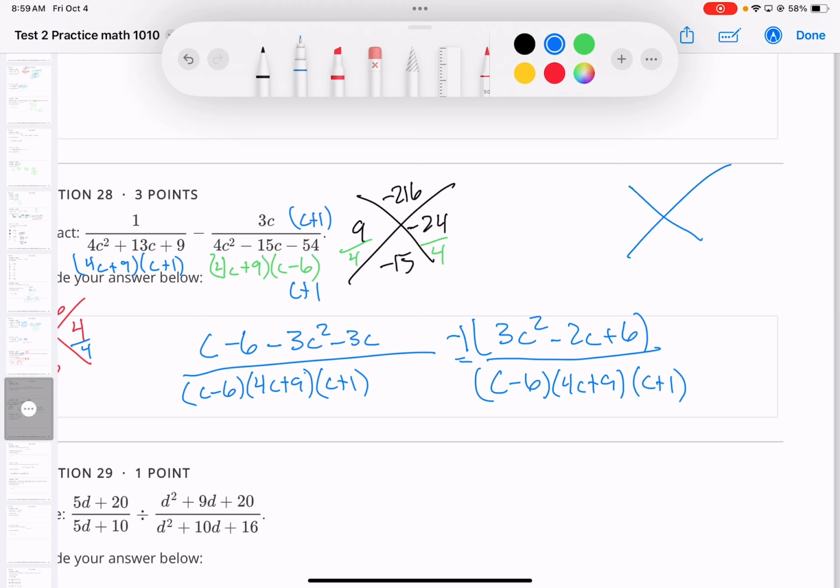I'm going to factor this. 18, negative 2. I don't think... Oh, what works here? Are there any factors of 18 that have a difference of 2? We got 9 and 2, 3 and 6. That's it. So I think you're done at this point. So we probably didn't need to do that.